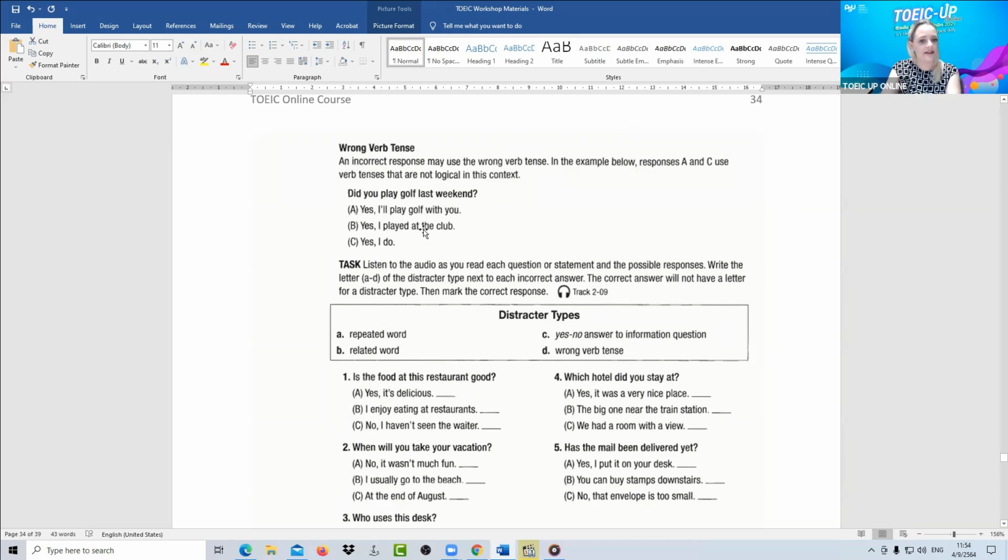But you are given the location. The answer is the location. Is that the question? No. There's no embedded, where did you play golf last weekend? Okay, I played at the club. That's why that cannot be correct either. Yes, I do. Did you play golf last weekend? Yes, I do. Do is the wrong verb tense. Present. Yes, I do play golf. So what's the correct answer? A, B, or C?